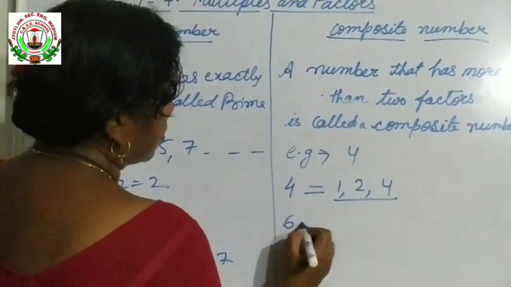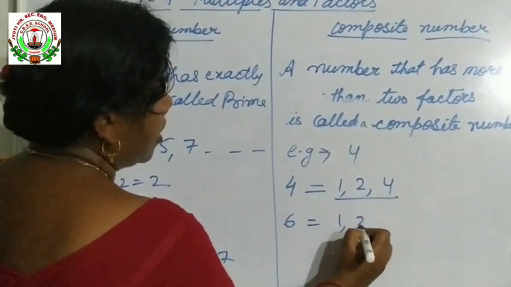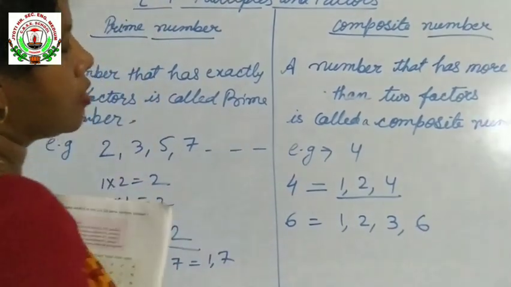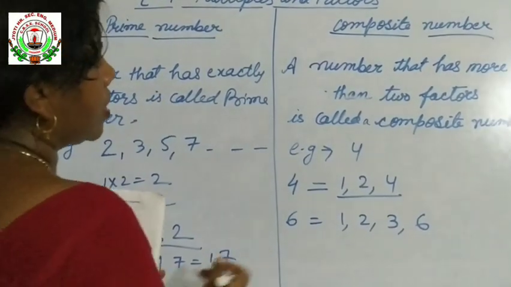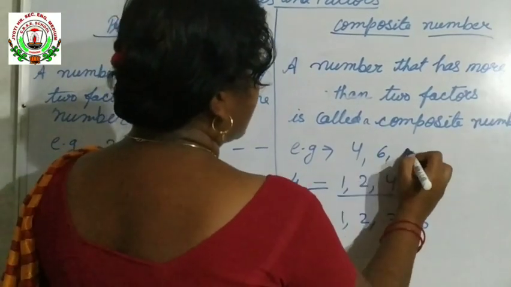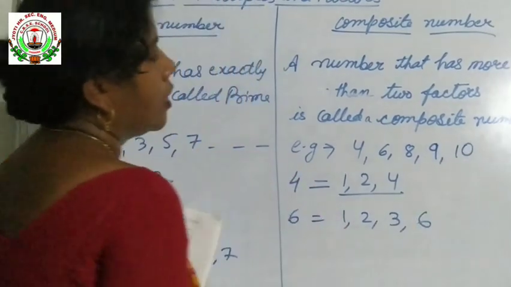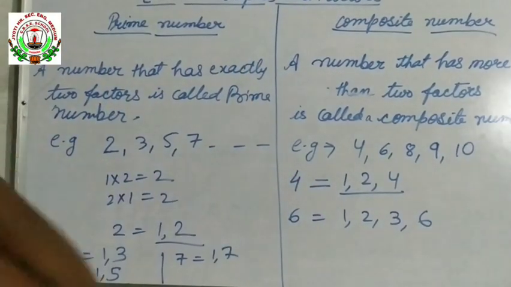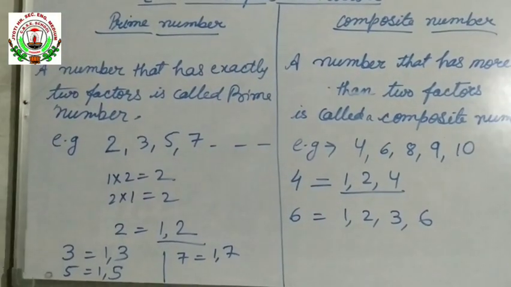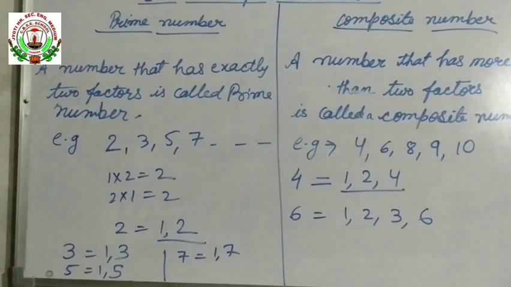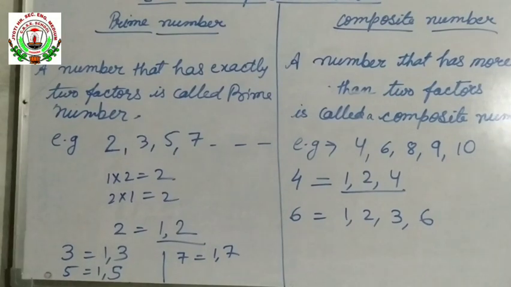Similarly, we take 6. 6 comes in the 1 table, 2 table, 3 table and 6 table. Here it is more than 2 factors, so it is also a composite number. So 4, 6, 8, 9 and 10 are composite numbers. Understood, children? Now we will find out, from 1 to 50, how many prime numbers and how many composite numbers there are.